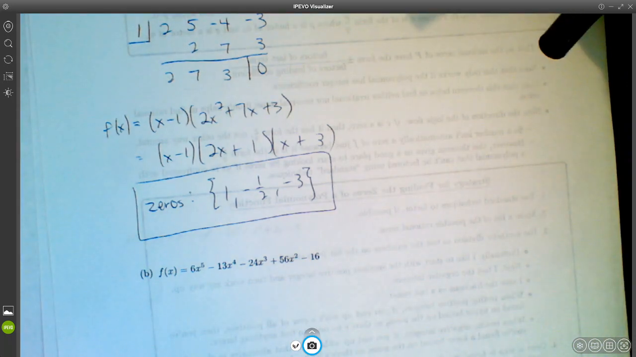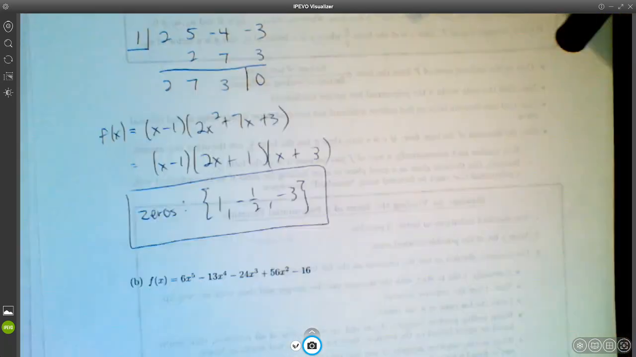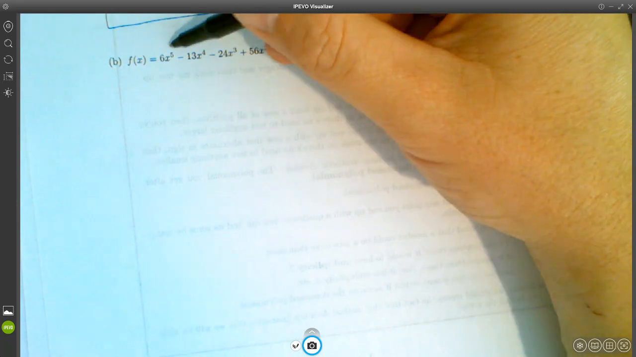Okay? Let's look at another one. So I can start off by trying to factor this using normal techniques. It's not going to work out well for me.